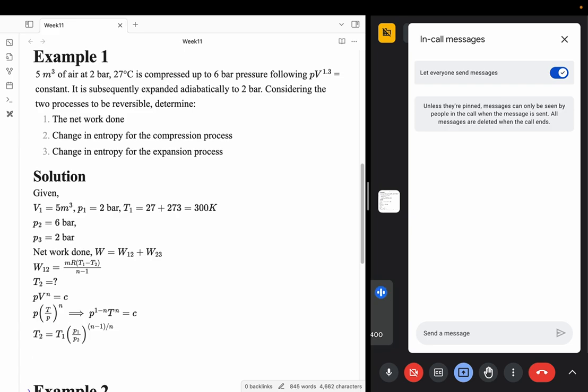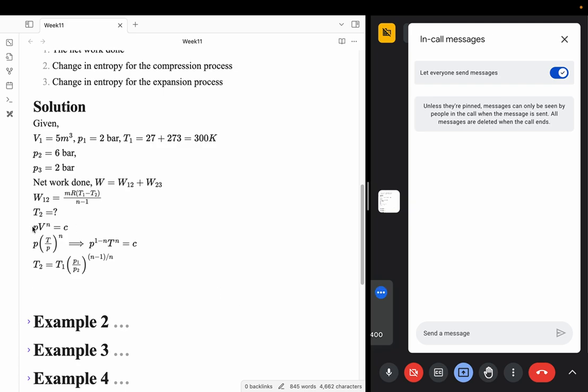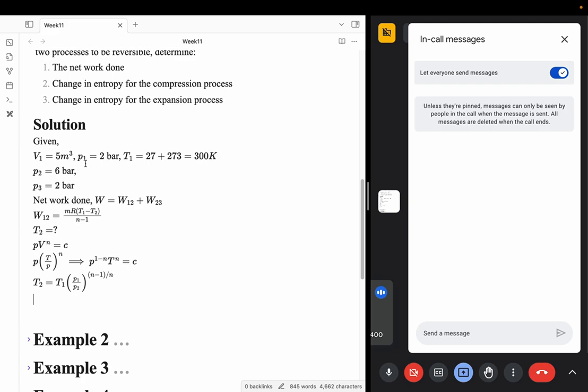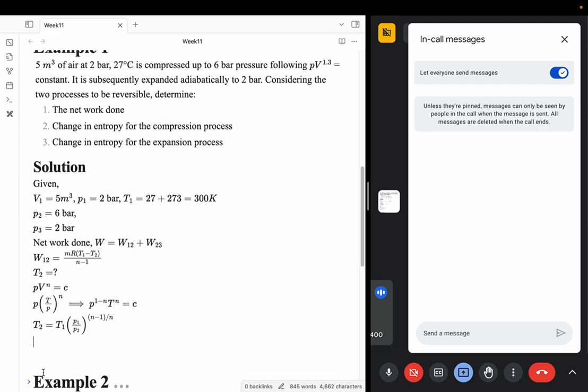So once we have P and V, we can write the equation in terms of T1 and T2. P1 and P2 are already given, 2 bar and 6 bar. So from there you can calculate T2. Once the second temperature is known, you can substitute in this equation to get the work done for the process 1 to 2. So this is for a polytropic process.